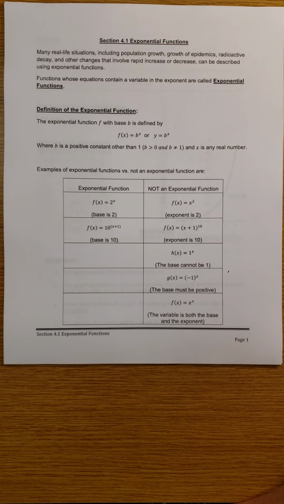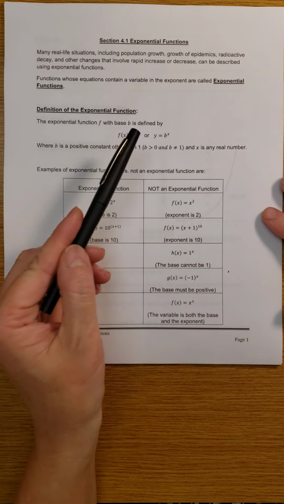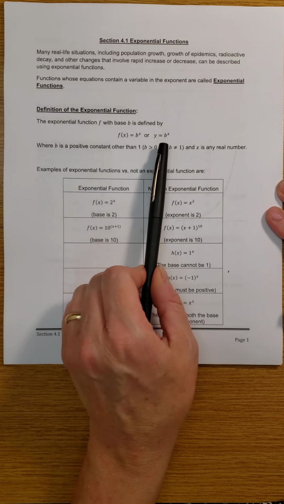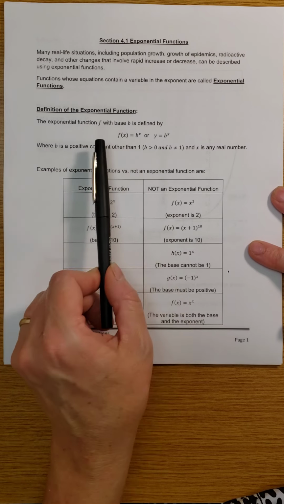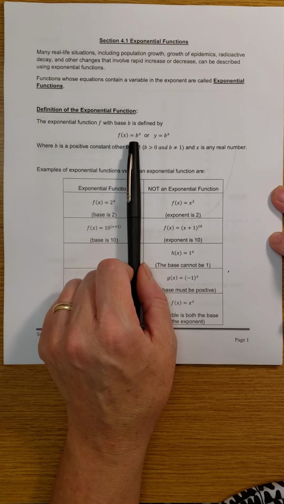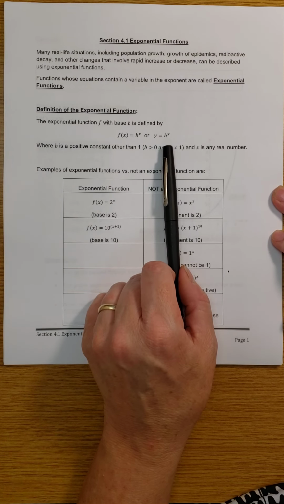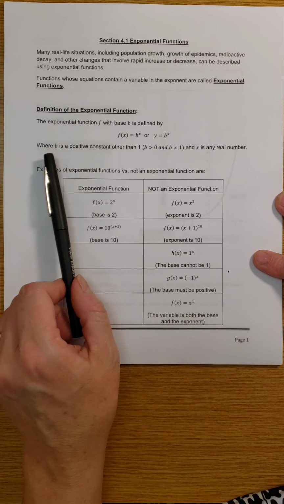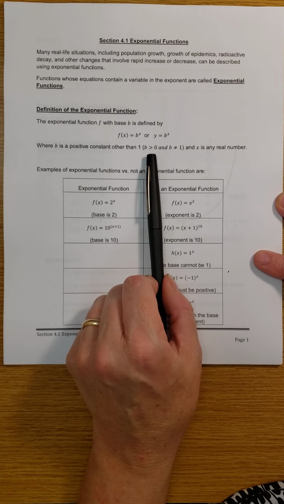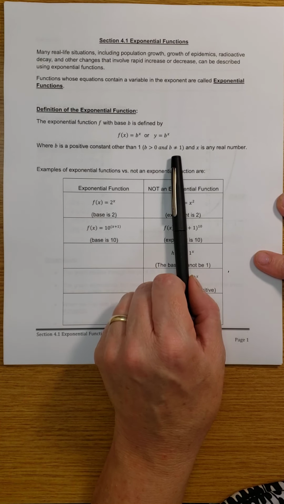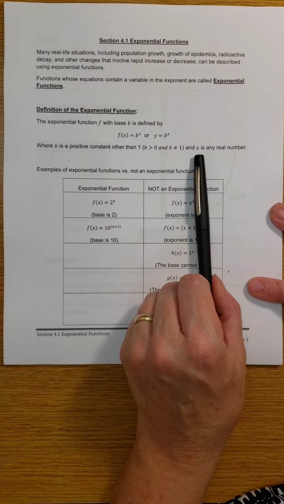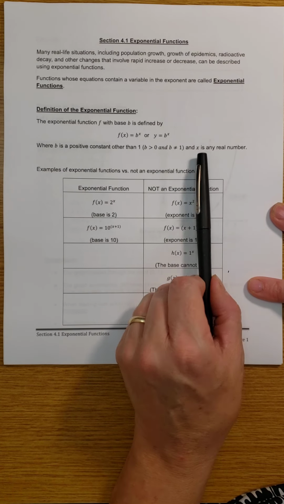Now, the definition of an exponential function is b to the x, where b is a constant, and we can write that as f of x equals b to the x or y equals b to the x. It's important to note that b must be greater than 0 and b cannot equal 1. And x is a variable, so it's any real number.